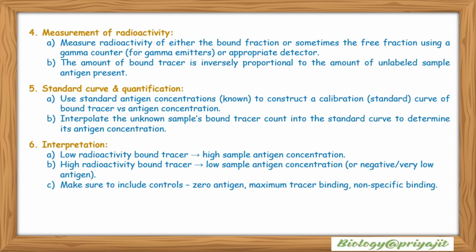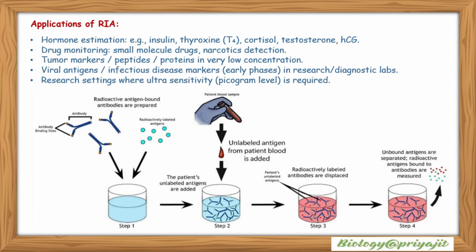The standard curve and quantification. Use standard antigen concentrations known to construct a calibration curve of bound tracer versus antigen concentration. Interpolate the sample's bound tracer count into the standard curve to determine its antigen concentration. Interpretation: low radioactivity of bound tracer means high sample antigen, and high radioactivity of bound tracer means low sample antigen concentration, or negative or very low antigen. Make sure to include controls like zero antigen, maximum tracer binding, and non-specific binding.